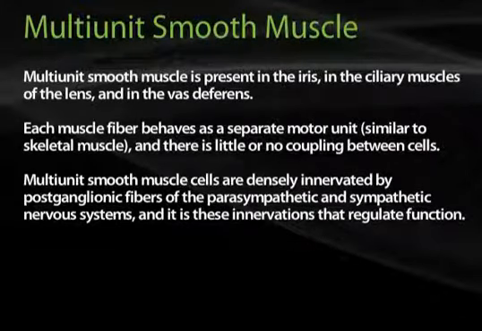Multi-unit smooth muscle. Multi-unit smooth muscle is present in the iris, in the ciliary muscles of the lens, and in the vas deferens. Each muscle fiber behaves as a separate motor unit, similar to skeletal muscle, and there is little or no coupling between cells. Multi-unit smooth muscle cells are densely innervated by postganglionic fibers of the parasympathetic and sympathetic nervous systems, and it is these innervations that regulate function.